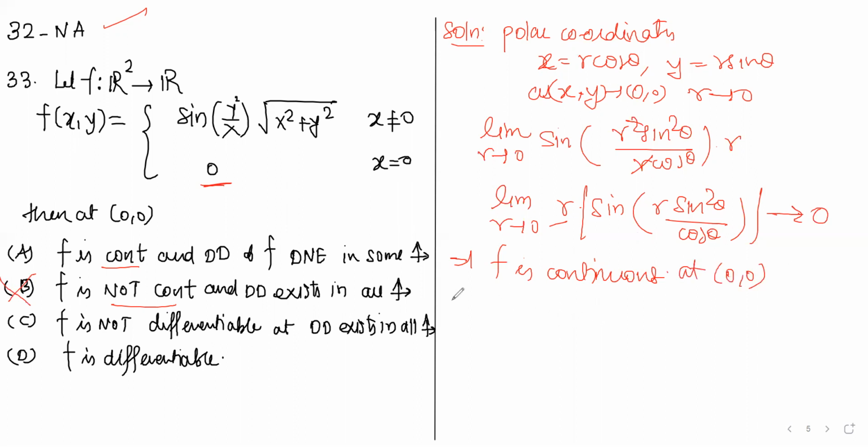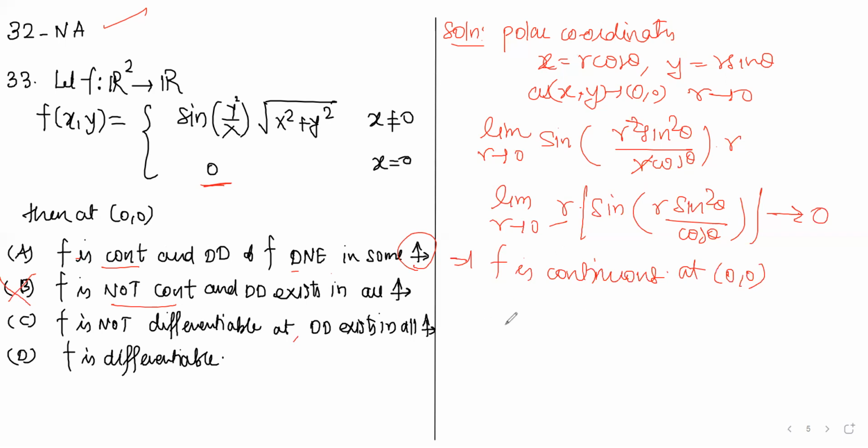Okay, and now they're also talking about the directional derivative. It is saying that f is continuous and directional derivatives of f do not exist in some direction. Here it is saying f is not differentiable at 0, 0, and directional derivative exists in all directions. And in D, it is saying f is differentiable. So we will now inspect the differentiability.